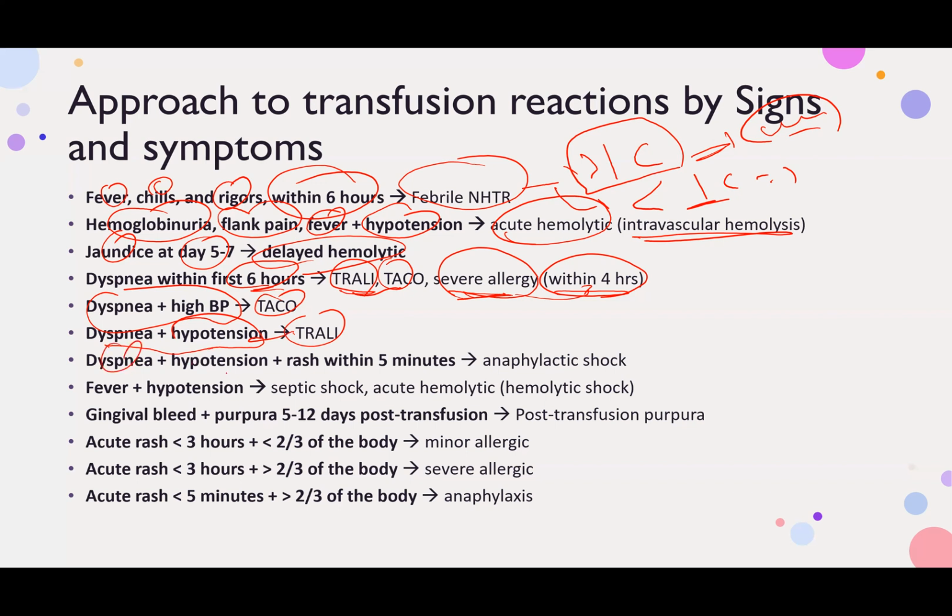Dyspnea plus hypotension with rash within 5 minutes of the transfusion. Oh my God, very quickly. So the patient very quickly develops a rash, hypotension, and dyspnea. So this is anaphylactic shock.